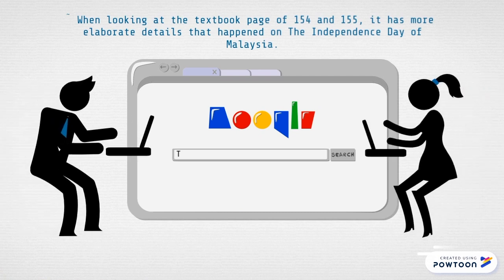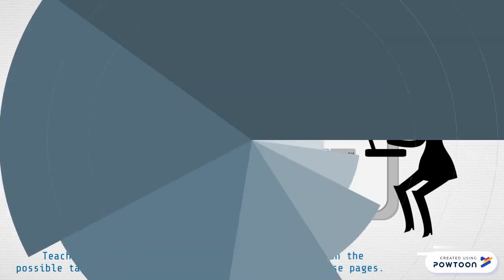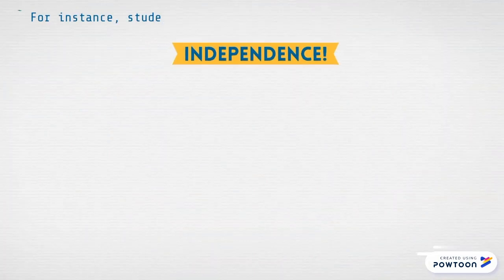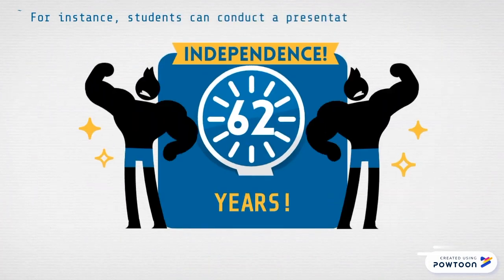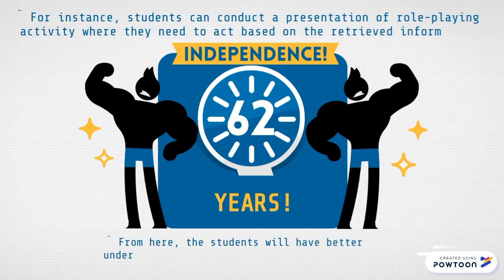When looking at the textbook pages 154 and 155, they have more elaborate details about what happened on the Independence Day of Malaysia. Teachers can use this as their guide and extend on the possible tasks that still emphasize the message of these pages. For instance, students can conduct a presentation or role-playing activity where they need to act based on the retrieved information. From here, the students will have a better understanding of the chapter through the extended tasks.